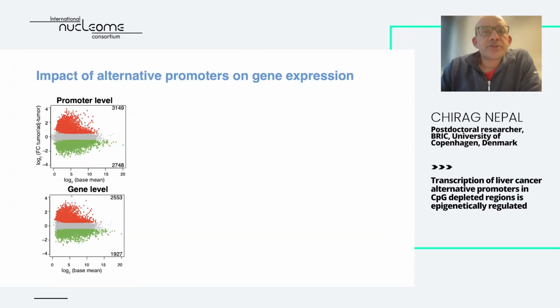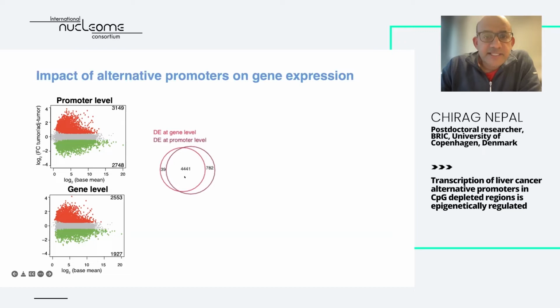So then we started to look into how the alternative promoter impacts the gene expression. Okay, so we do the differential expression at the promoter level, and you can see the numbers of upregulated and downregulated promoters. And here we do the differential expression at the gene level. Basically, when we compare the expression of multiple promoters. And what we found is that at the promoter level, we detect many more promoters that are differentially expressed between tumor and adjacent tissue, but not so much at the gene level.